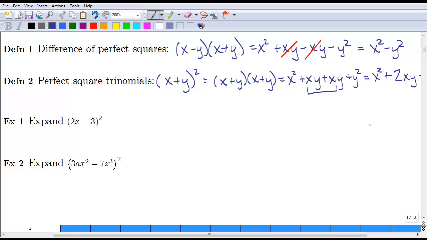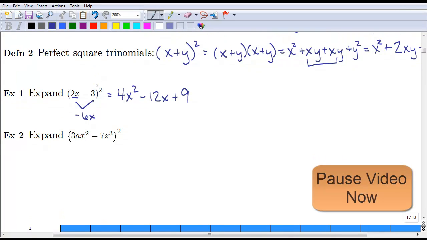In this case, we would take the first piece squared, the 2x, so we would have 4x squared. Then we multiply them together, we get negative 6x, and then we double that to get negative 12x. Then we square the last one, which is a plus 9. So that's using the formula from definition 2 to expand the perfect square trinomial here. So pause the video now, see if you can figure out number 2.